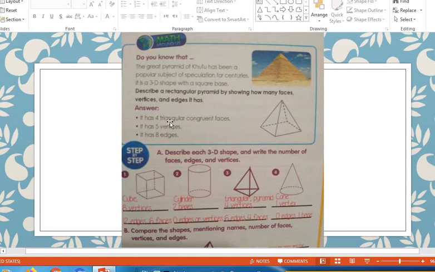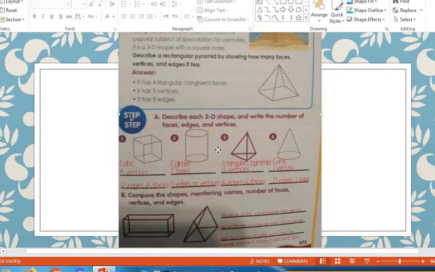It has 4 triangular congruent faces. How many faces? 4, and they are in the shape of triangle. It has 5 vertices, 1, 2, 3, 4, and 5. It has 8 edges, 1, 2, 3, 4, 5, 6, 7, and 8.